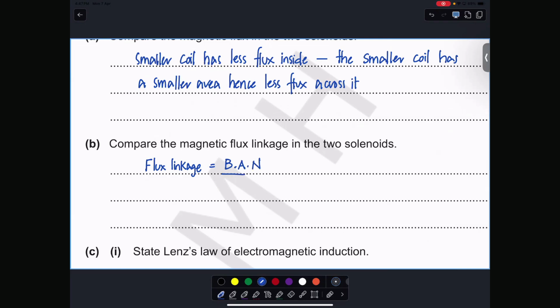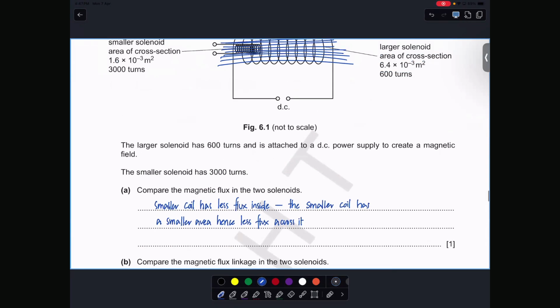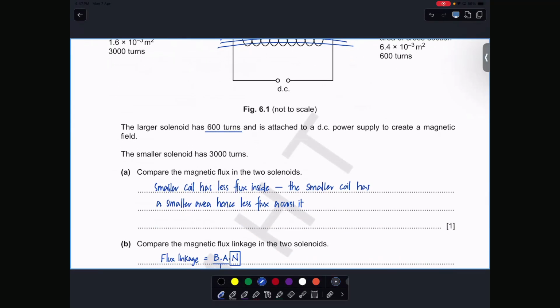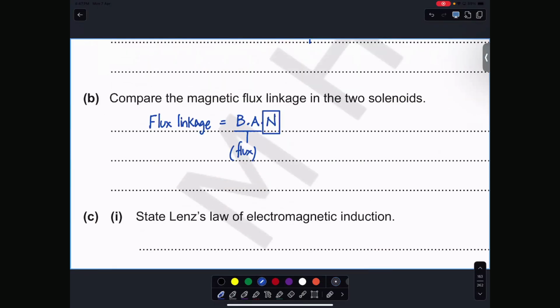BA টা হচ্ছে flux, right? আর linkage এর জন্য আমরা কি দিয়ে মাল্টিপ্লাই করি? N দিয়ে. So flux তো শেয়ার করা হচ্ছে, but what's the ratio for turns? একটা 600 is for the larger one and smaller one is 3000. Obviously 3000 will be greater. So magnetic flux linkage is greater in the smaller one. So smaller, and I'll explain what the reason is. The smaller coil has greater flux linkage.